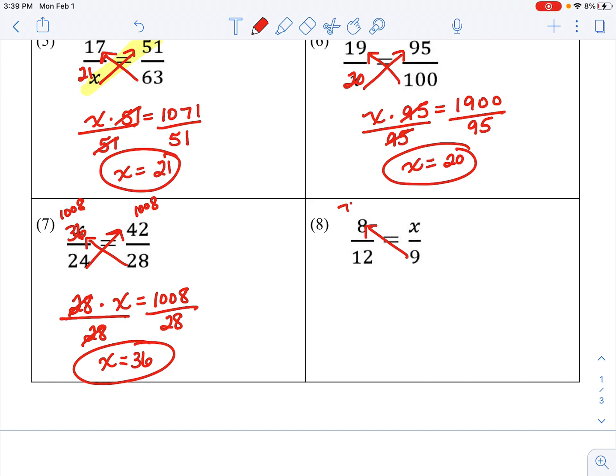8 times 9 is 72, so 12 times x has to be 72. So this might be one of those, if you know your 12s, and you know 12 times what is 72, you could just get your answer. Like if you know it's 6. But if you don't, you can say 12 times x equals 72. So instead of multiplying by 12, I'm going to divide by 12. So these cancel out, and x is by itself. If I divide one side by 12, then I have to divide that side by 12. And so x equals 6.